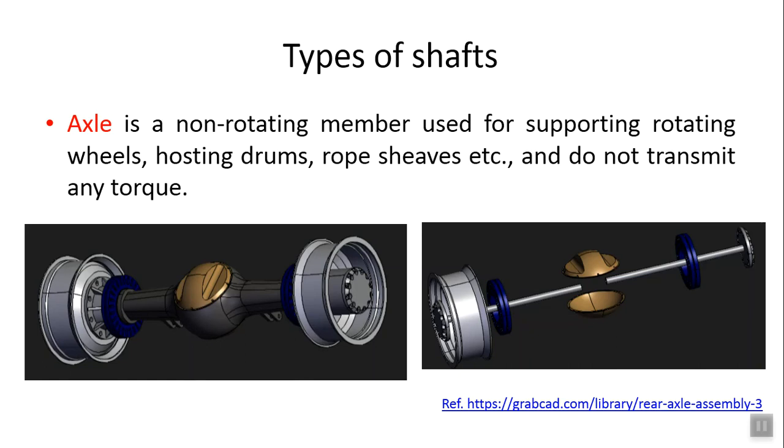You might have heard about axles used in automobiles, the rear axle or front axle. It is defined as a non-rotating member used for supporting rotating wheels, hoisting drums, rope sheaves, etc., and does not transmit any torque. However, this is applicable to only a few of the cases. If we take the example of a railway wagon, then it will not transfer power. But if we take the example of an automobile, then definitely it will transfer some power.